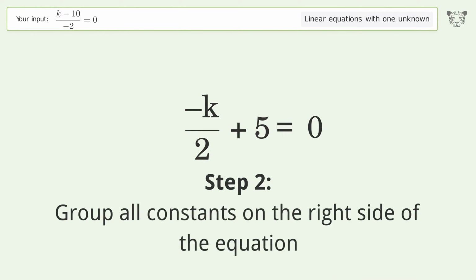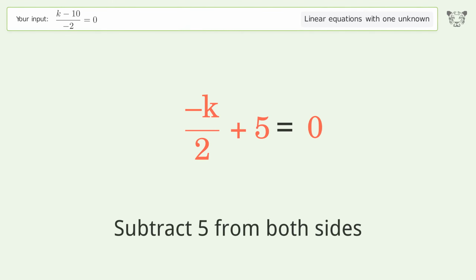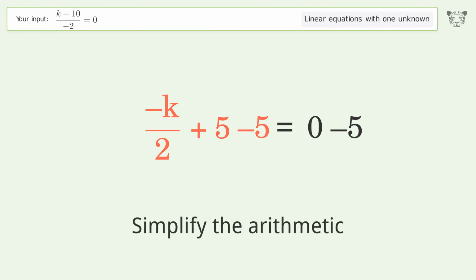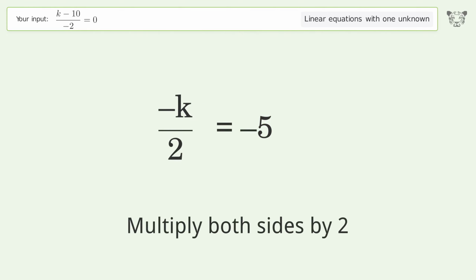Group all constants on the right side of the equation. Subtract 5 from both sides. Simplify the arithmetic. Isolate the k. Multiply both sides by 2.